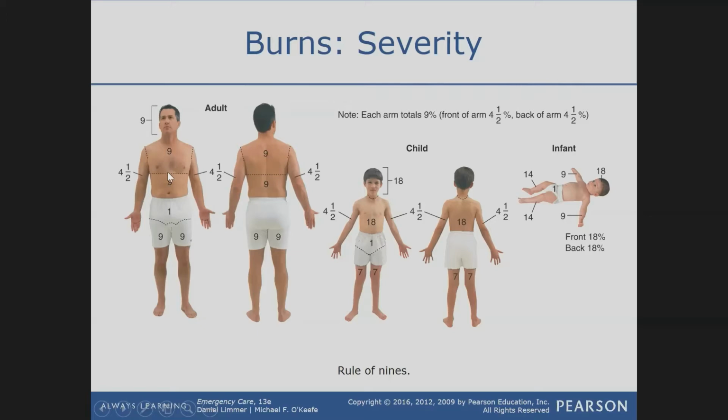It's every section, the section you're actually looking at. And as the kid gets younger, there's more surface area and it accounts for more. For example, the baby's entire head is 18%, and the child's too, but for an adult, the entire head is only 9%.